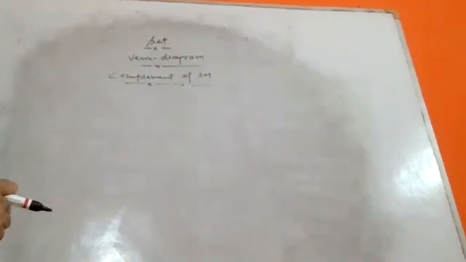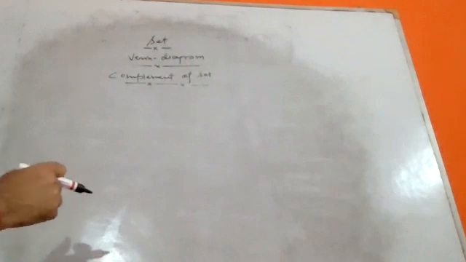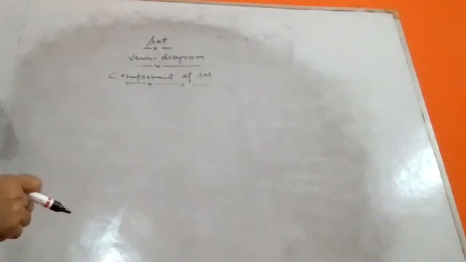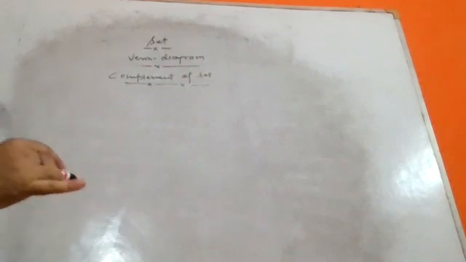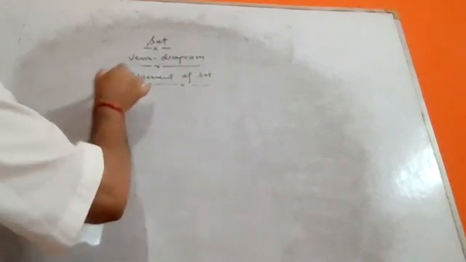So the complement of a set. What is the actual complement of a set? The original idea is the difference of the set. First of all, we should clear up the difference of the set, then we are going to define the complement of a set. So what is the difference of the set?